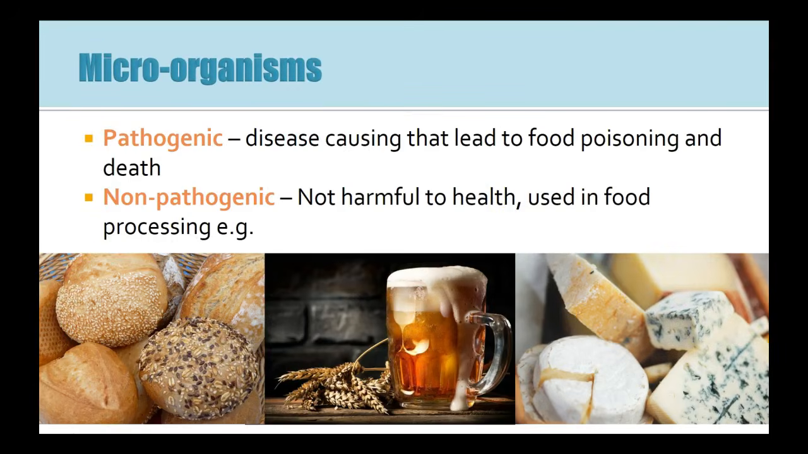So, microorganisms, there are two types of microorganisms that can contaminate food. There's the pathogenic and the non-pathogenic variety. So, the pathogenic variety is usually the one that results in food poisoning and potentially death if it's severe enough. And non-pathogenic is actually not harmful to your health, and it's actually used in food processing. So, yeast in bread making or beer manufacture is a type of non-pathogenic microorganism, as well as bacterial culture in yogurts and cheese as well.